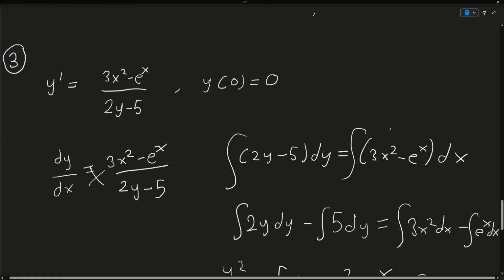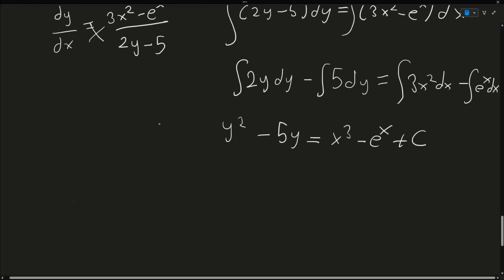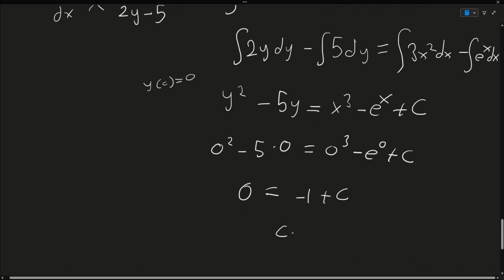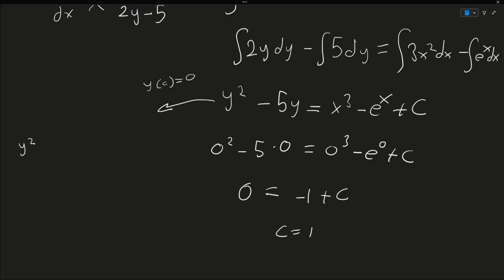And in order to solve for the particular solution, we know that y of 0 equals 0, so we would plug in 0 for both y and x. We would get 0 squared minus 5 times 0 equals 0 cubed minus e to the 0 plus c. This would mean 0 equals negative 1 plus c, and this gives us c equals 1. So we would find the implicit solution, y squared minus 5y equals x cubed minus e to the x plus 1.